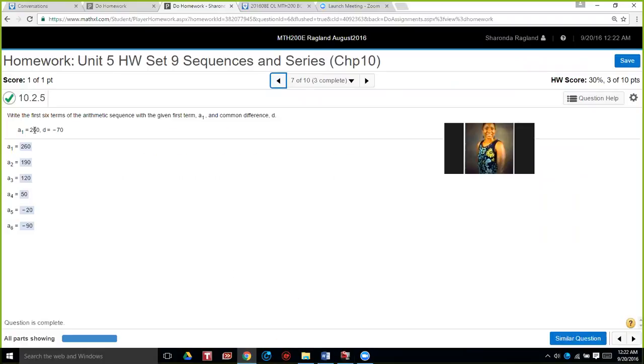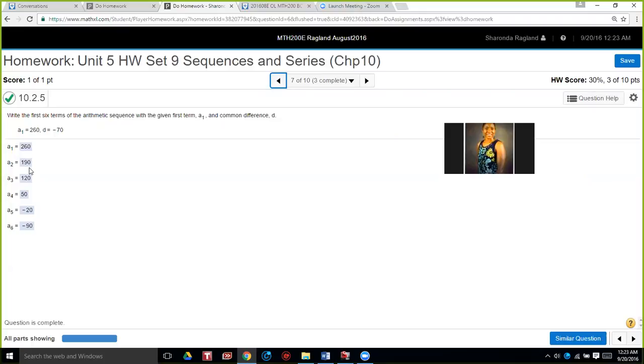And the first one says to write the first 6 terms of the arithmetic sequence with the given first term A1 and a common difference D. So we're dealing with an arithmetic sequence. With the arithmetic sequence, we'll deal with the difference, and you'll notice with the geometric sequence, we deal with a common ratio. If the first term A1 is 260, 260 should be in the first one, okay? And then the difference is negative 70, so you're subtracting 70 from each term.